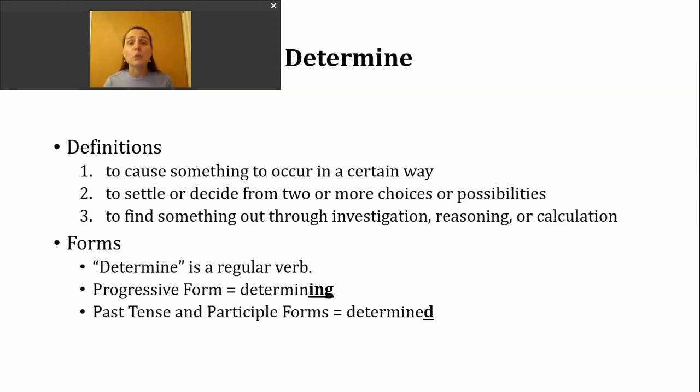Determine is a regular verb. To make the progressive tense, we're going to drop the E and then add ing to form determining. The past tense and participle forms of this verb are made by adding D, because this verb already ends in an E. The verb determine ends with an N sound, which is a voiced consonant. So this means the past tense ending is just going to make a D sound. Determined, determined.